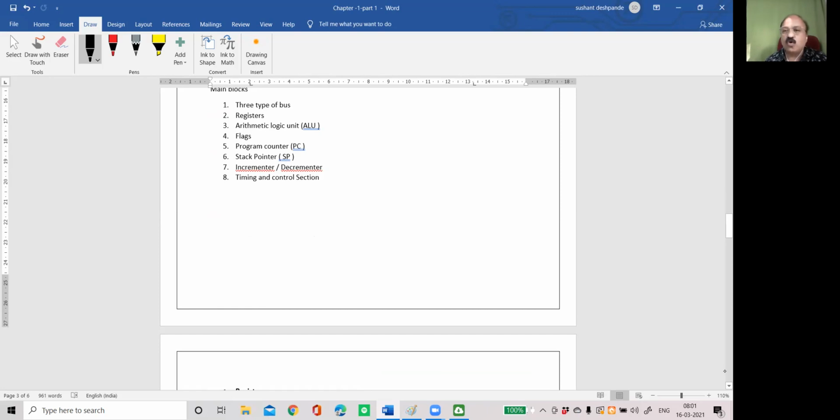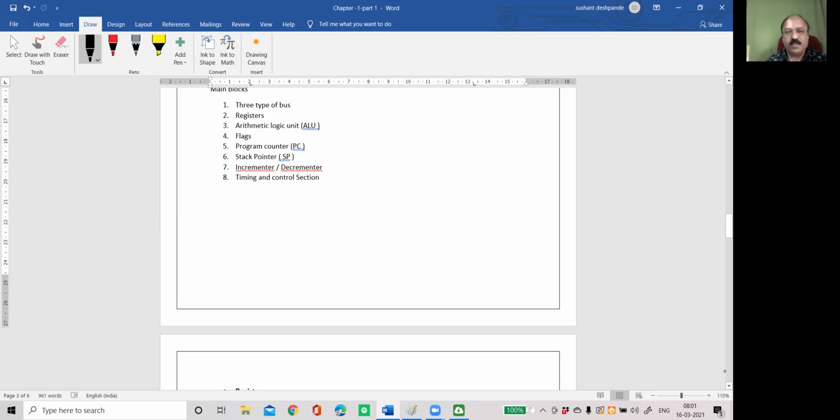Registers are used to store the data. We can use these registers. Then there is the arithmetic and logical unit. There is a flag which is used to indicate the status of a result, whether it is zero, carry flag is set, zero flag is set, auxiliary carry flag is set or not.